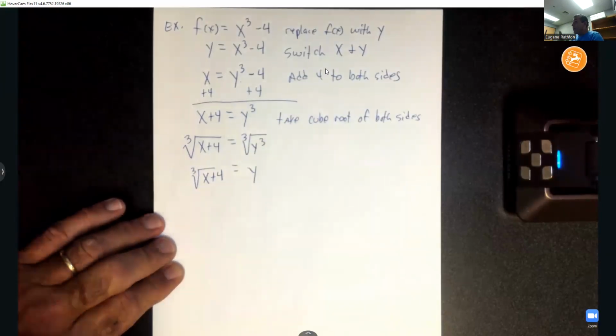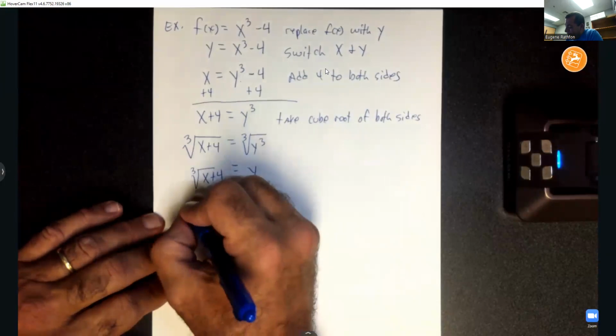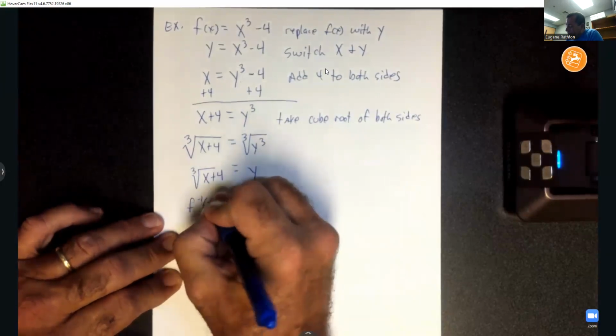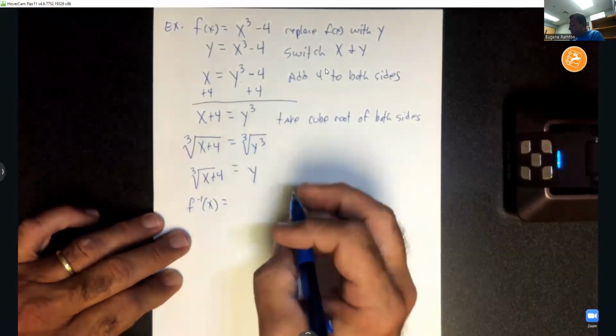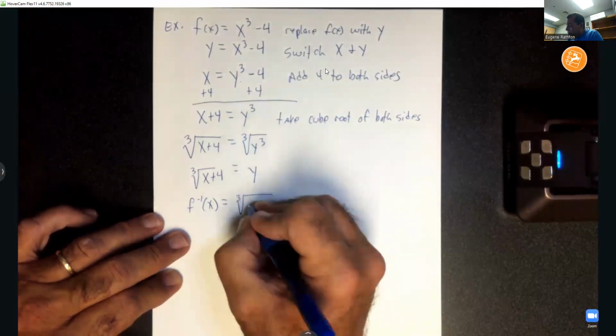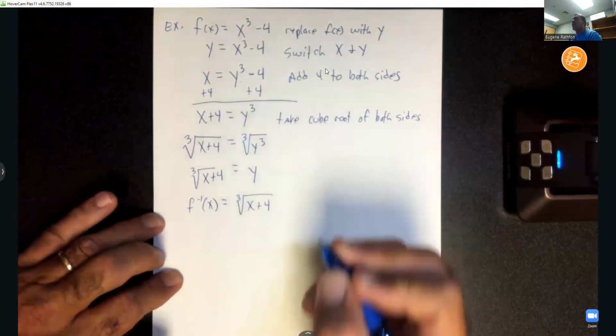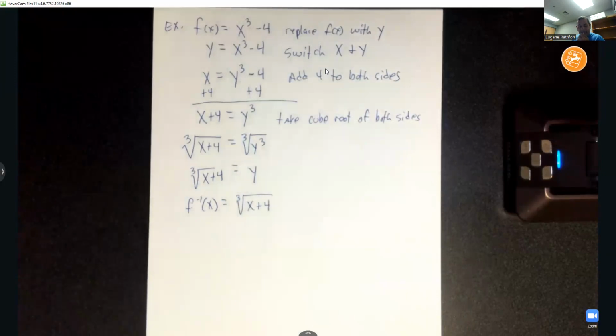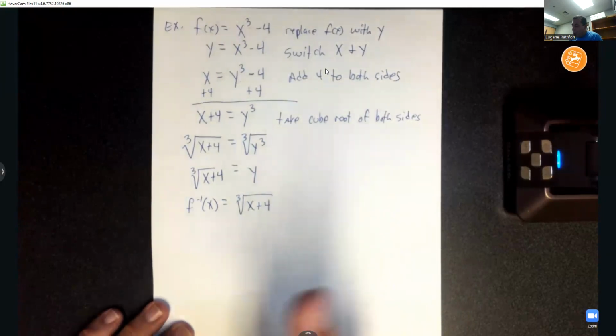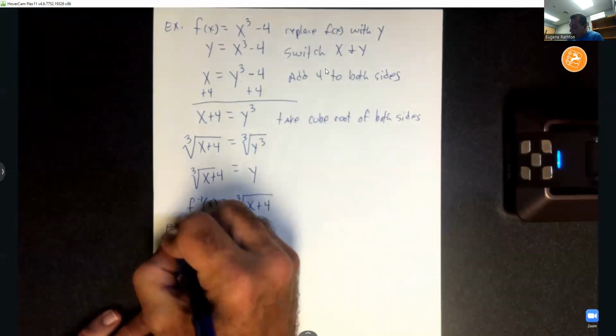Well, that was a good job. That's the first one that answered that quick. And then finally, put it in my f inverse. So I get a cube root x plus 4. All right, y'all. So I got about 2 more to go. So I'm going to knock them out.